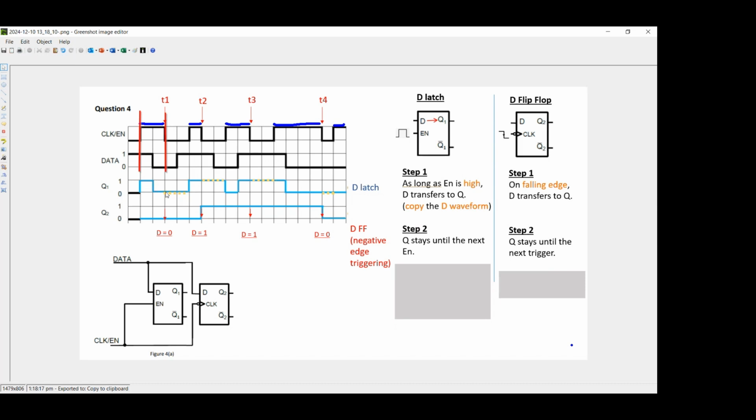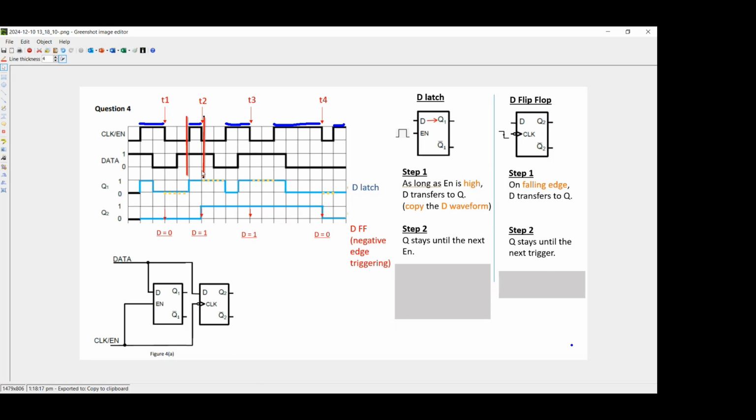So now we have done here until the next trigger. Okay, so now the next trigger is here. So I shift the window here so that you can focus on here. The next trigger is here when the duration is high. Right. So let's do step one. As long as EN is high, D transfers to Q.